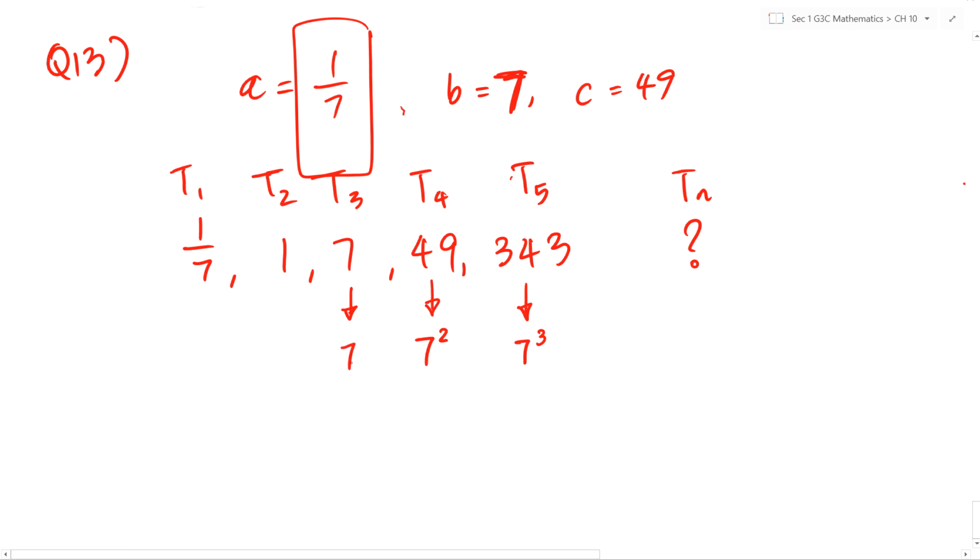How will you rewrite 7? 7 power 1. What about this? 7 power 3, 2, 1. What is the next power here? 0. Okay, let me convince you. 7 power 0 is 1. So what do you think is the next one over here? What's the next power? What is 3, 2, 1, 0? Then what's the next value? Negative 1. Okay, so let's just check. 7 power negative 1 is 1 over 7. Yeah, we have it. This is the pattern.